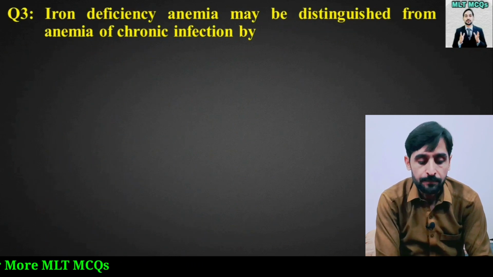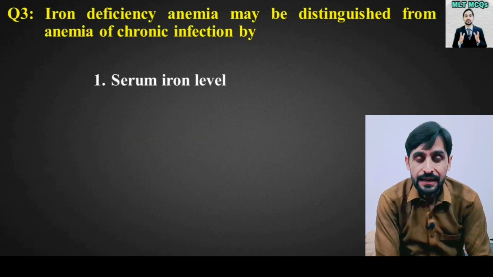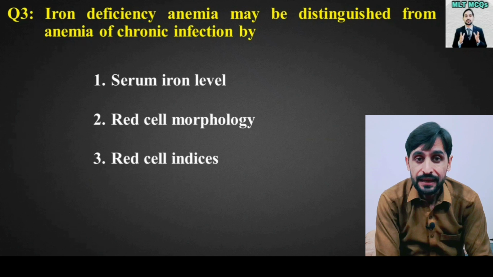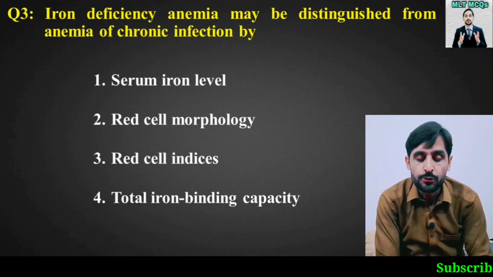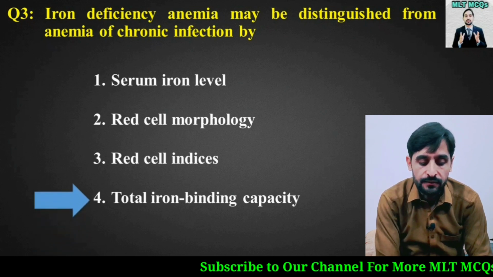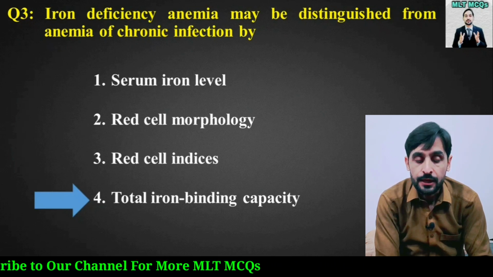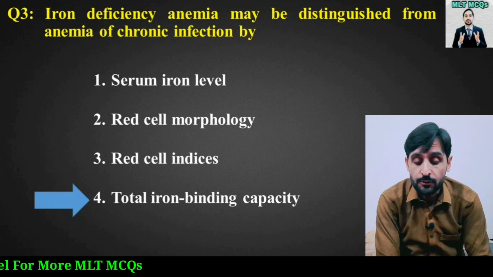MCQ number 3: Iron deficiency anemia may be distinguished from anemia of chronic infection by. Options are serum iron level test, red cell morphology, red cell indices, or total iron binding capacity test. The right option for this MCQ is option number 4, total iron binding capacity. So iron deficiency anemia may be distinguished from anemia of chronic infection by total iron binding capacity.